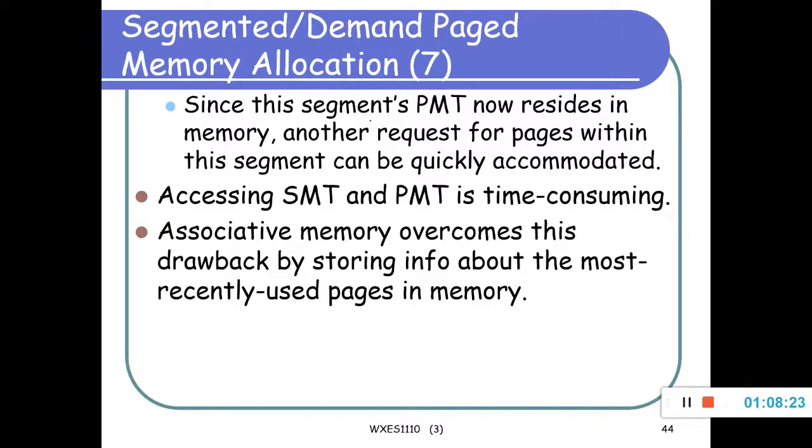Since the segment's page map table now resides in the memory, another request for pages within this segment can be quickly accommodated. So if the segment's PMT already resides in the main memory, another request for pages within this segment can be quickly accommodated. Accessing the SMT and PMT is time consuming. Associative memory overcomes this drawback by storing information about the most recently used pages in memory.